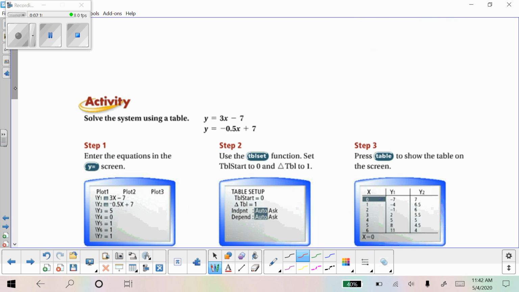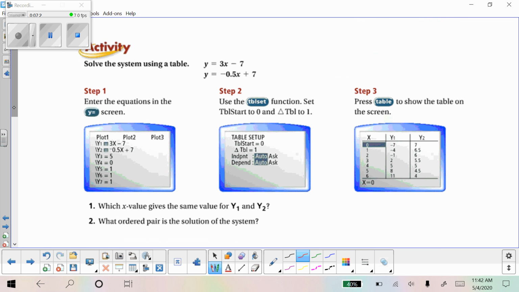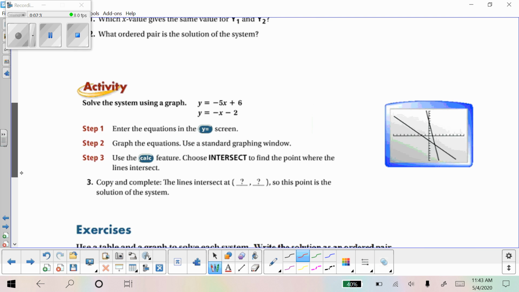All right, now here's what we're going to do. You're going to have to get your graphing calculator ready because I'm going to show you a couple ways that you can use your graphing calculator to find that common solution. One way is by using a table, which is this first part here. And the second part we're going to do is using a graph.